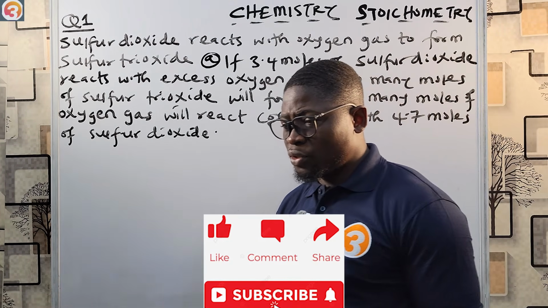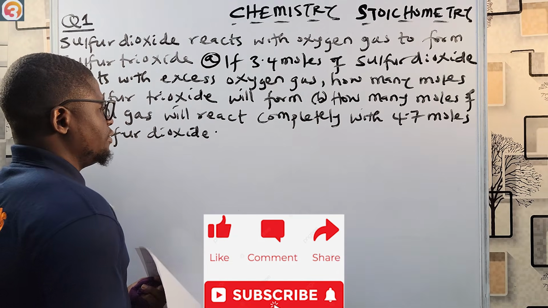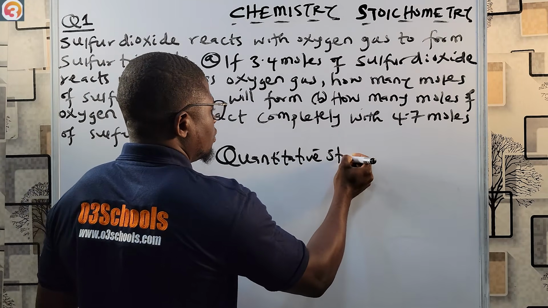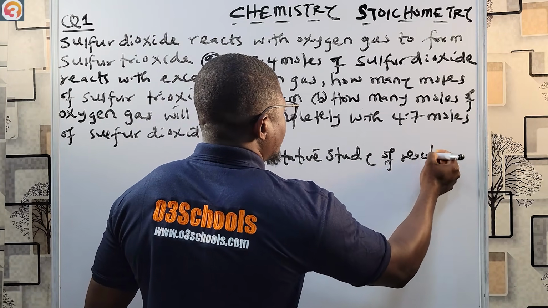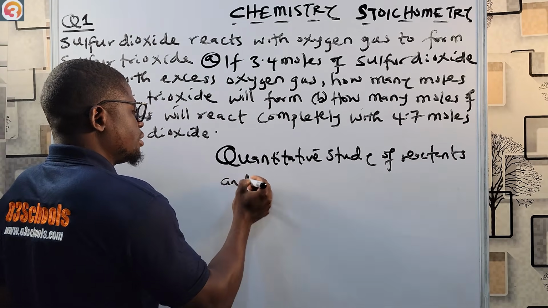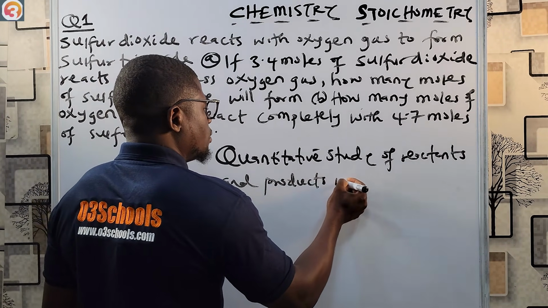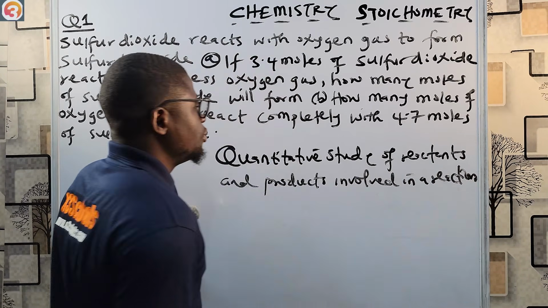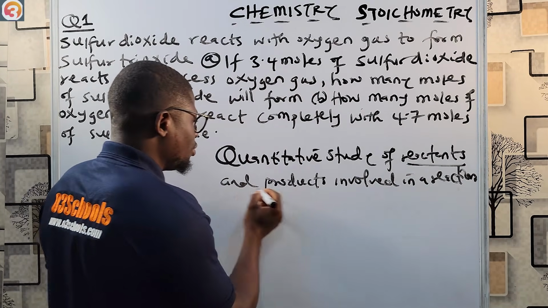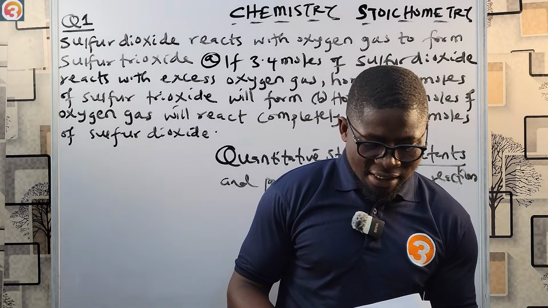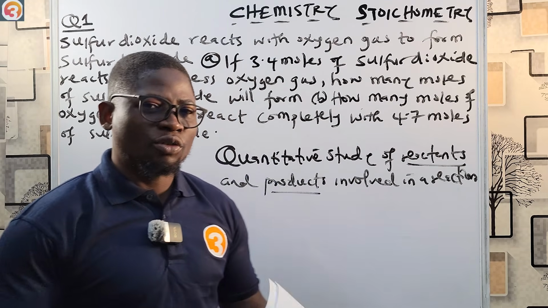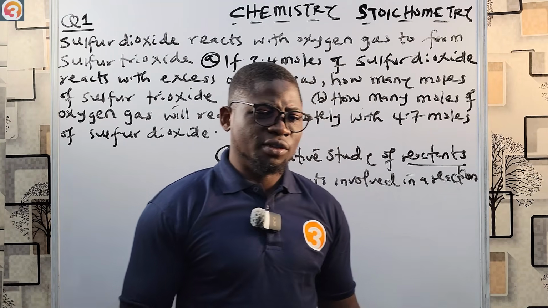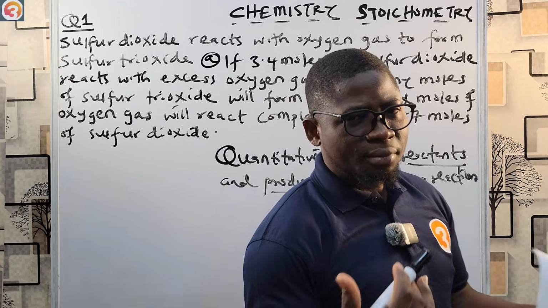So in stoichiometry, we say stoichiometry, first of all, is the quantitative study of reactants and products involved in a reaction. We say the quantitative study of reactants and products involved in a reaction. It helps us to calculate the amount of reactants and products using a balanced chemical equation. So during the course of this class, we also learn how to balance chemical equations.